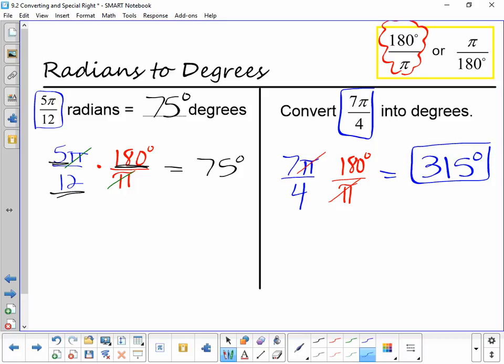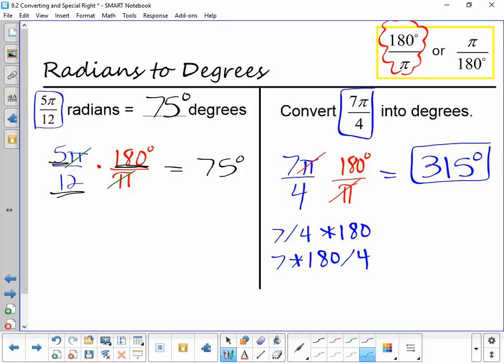In your calculator, you can type it in as 7 divided by 4 times 180, or as 7 times 180 divided by 4. You'll get the same answer either way, so you can type it in whichever way makes the most sense to your brain. All right, so that's converting from radians to degrees.